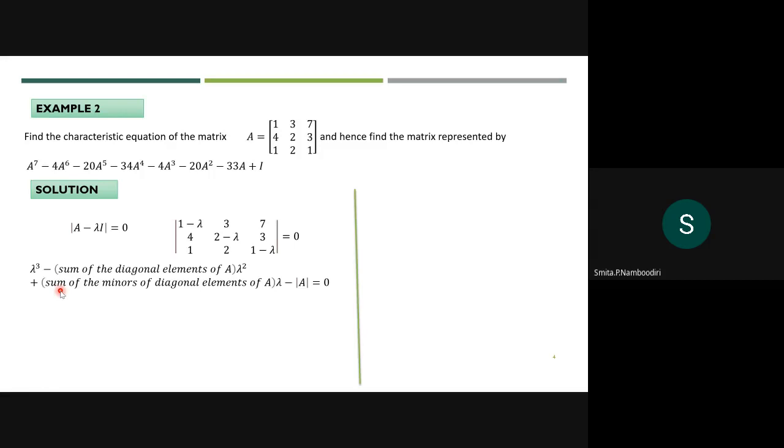थर्ड हमको निकालना है sum of the minors of the diagonal elements of A. इसका निकालना है, नॉट इसका. ठीक है, जो हमारा गिवन मैट्रिक्स है उसमें से सम ऑफ द डायगोनल एलिमेंट्स एंड सम ऑफ द माइनर्स. तो हमें सबसे पहले हर एक डायगोनल एलिमेंट का माइनर निकालना है.